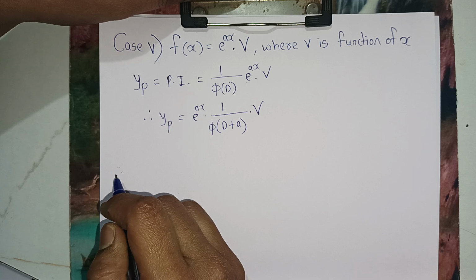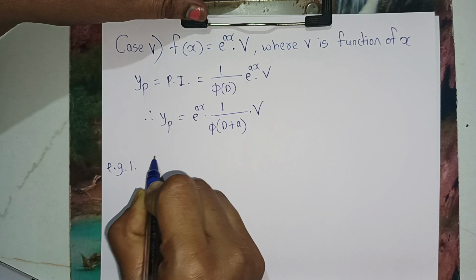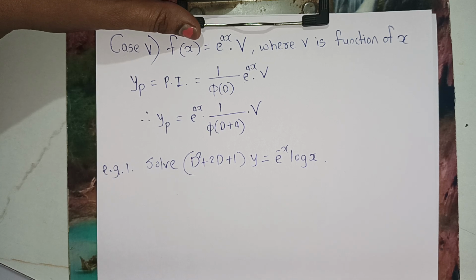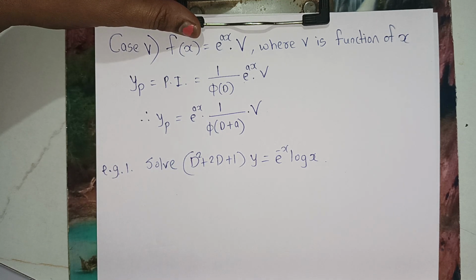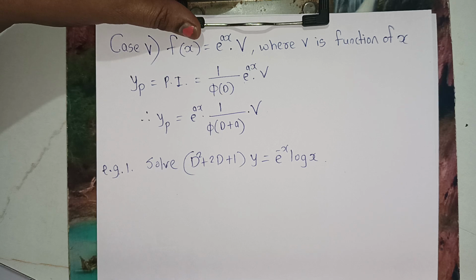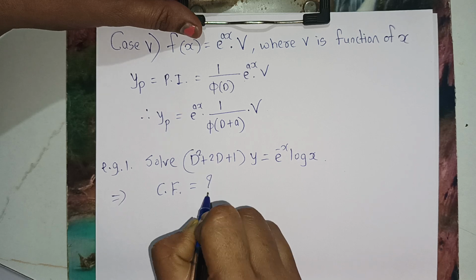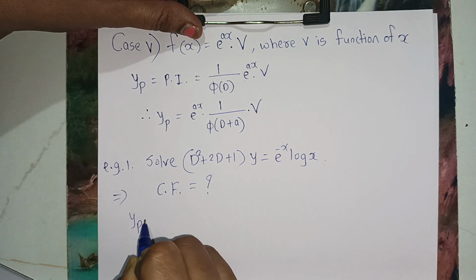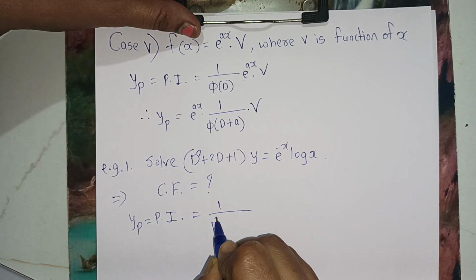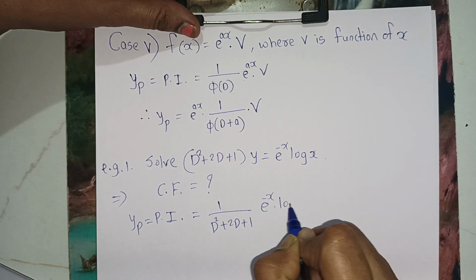So to understand this case properly, we will take one example. Example 1: solve D square plus 2D plus 1 operating on y is equal to e raised to minus x log x. This is the problem. You can find out the CF, but we will directly see what yp is. yp is equal to 1 upon phi of D, that is D square plus 2D plus 1, operating on e raised to minus x log x.